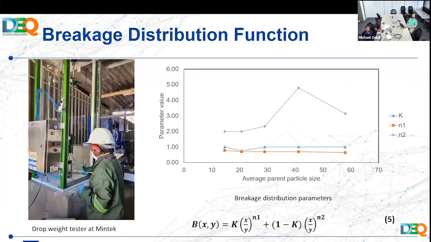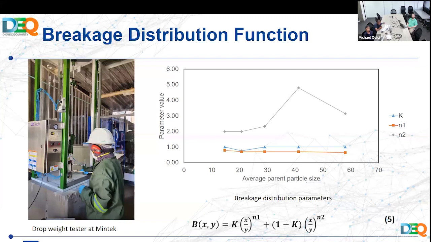So we had to perform single impact breakage tests to get data that we can fit into this function and obtain the breakage distribution function parameters. We used a drop weight tester at Mintek, supplied by JK Tech. I'm sure many of you are fairly familiar with it. We did several tests on that, and we were able to get data that we fitted to the function. On your right side, we show the response of the parameters for different particle sizes. So you see the blue and the orange lines.